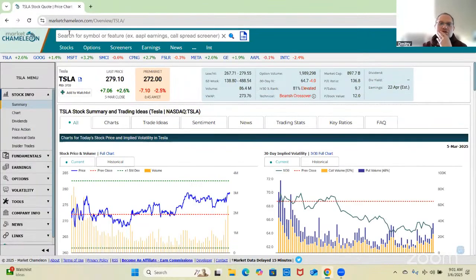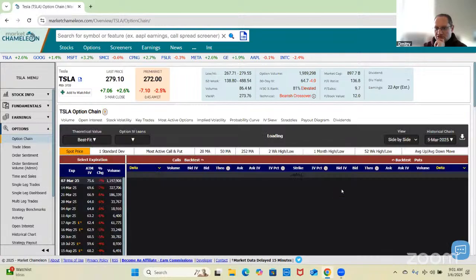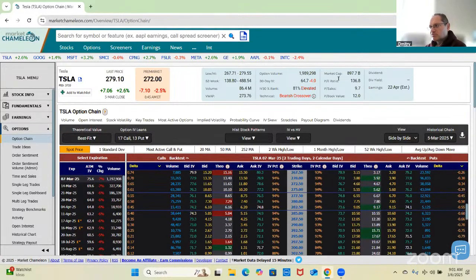So when you look up Tesla, you come to this summary screen, and what we're going to do is go to the options chain, which organizes the different options available to trade. And on this options chain, we have a lot of data and analytics to help us conduct research and look for potential opportunities or just get insights into what's going on in the options trading.